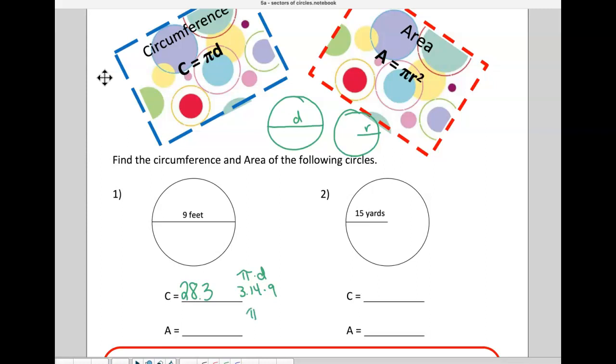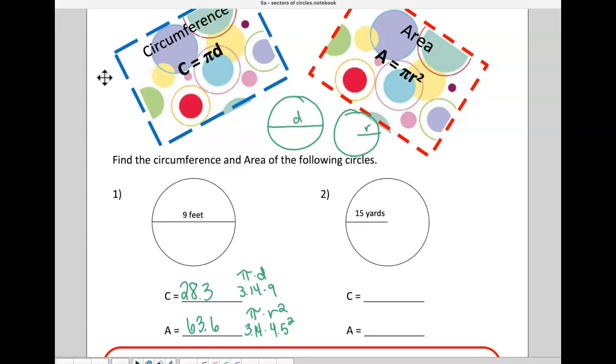Area is pi times radius squared. What's the radius of that circle? 4.5. So 3.14 times 4.5 squared. 4.5 times 4.5 times 3.14. We get 63.6. Questions there? Are we okay with that? Thumbs up, thumbs down? Is that what you got as answers?